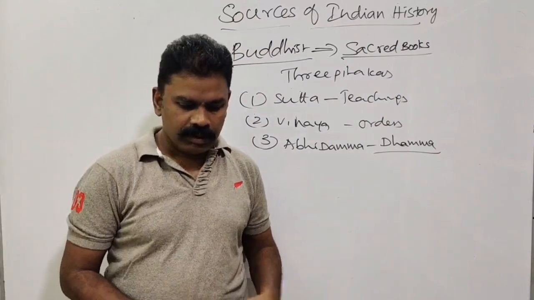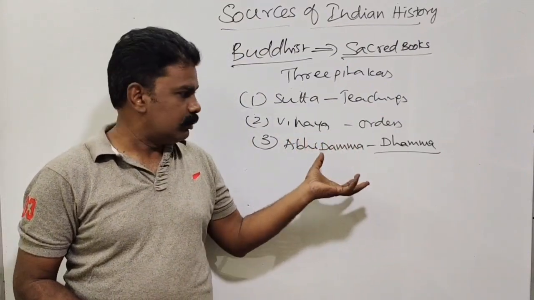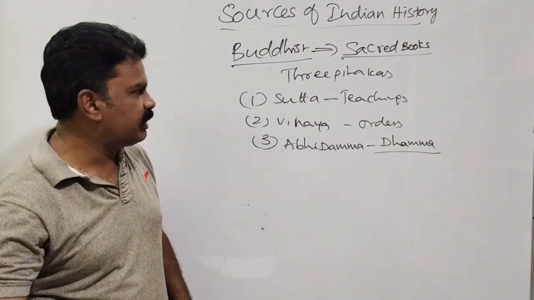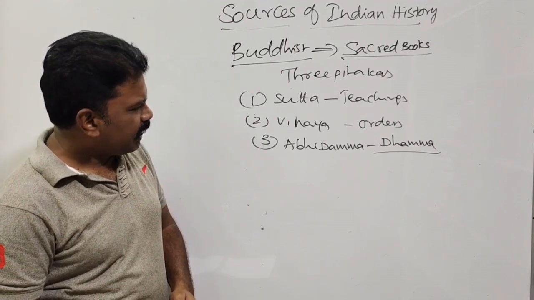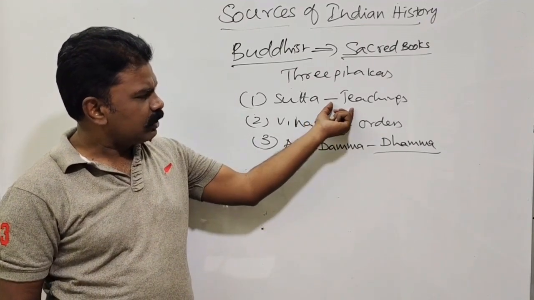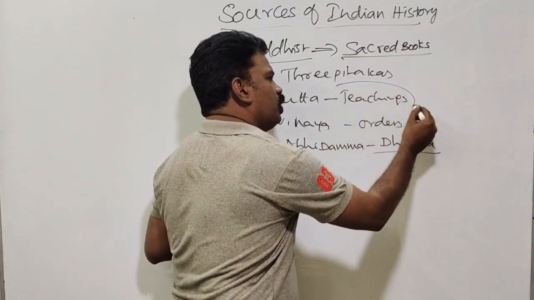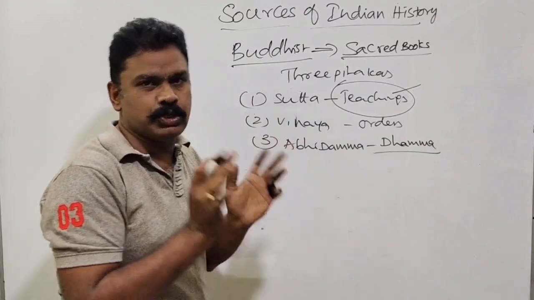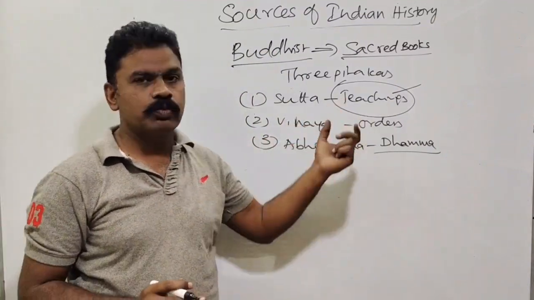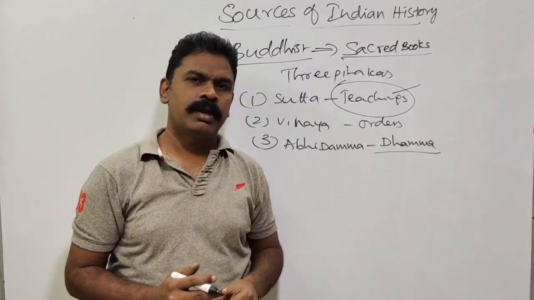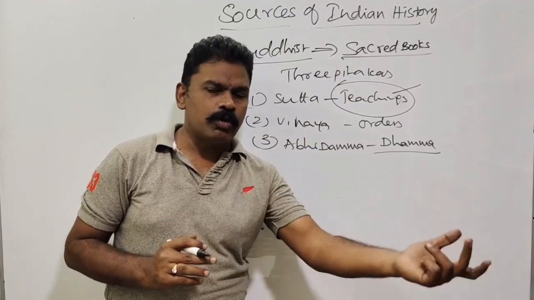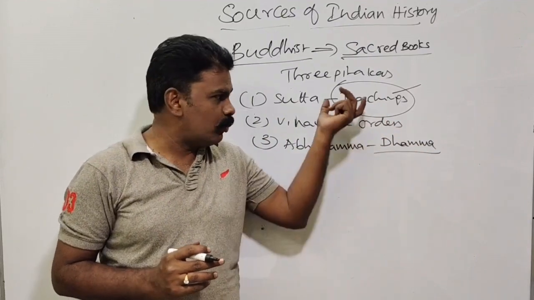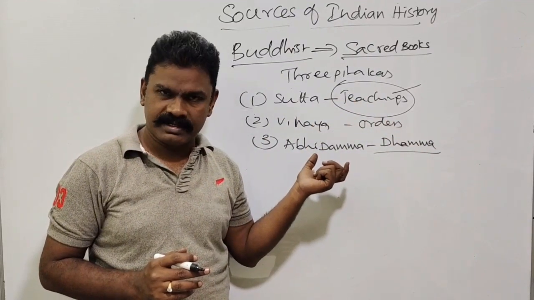Like this, the doctrines of Buddha are compiled in the Abhidhamma Pitaka. These are used for the reconstruction of the Indian history. And not only the teachings of Buddha, while going through the teachings of Buddha, you can find the contemporary issues: rulers who followed Buddhism, how common people followed Buddhism, how Buddha became very popular. All these things we can know from these books.